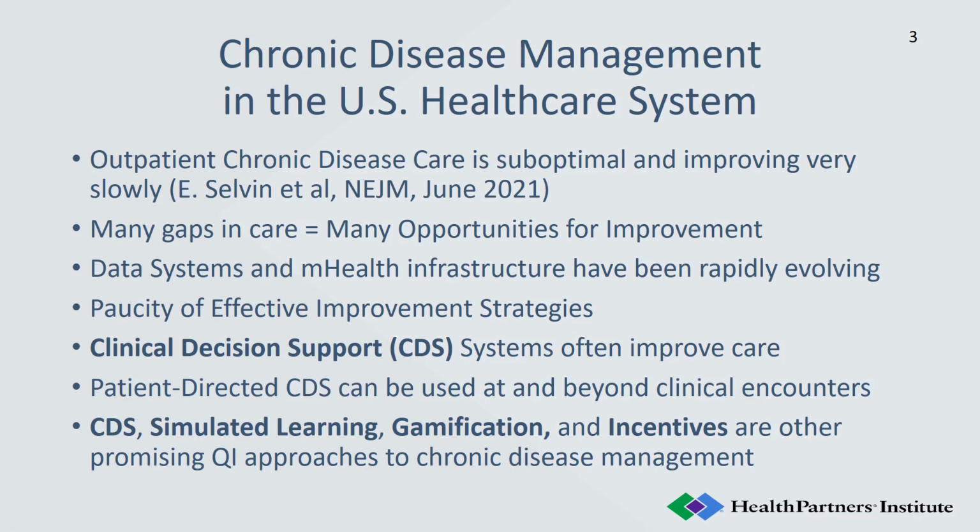Today, I'm going to focus on something my team has been working on for about 15 years, which is primary care-based clinical decision support systems as a way to improve chronic disease care, including obesity care. But I want to recognize also that there are many other strategies that can also improve quality of care, including opinion leader interventions, audit and feedback interventions, and simulated learning, gamification, and incentives, among others. Next slide.